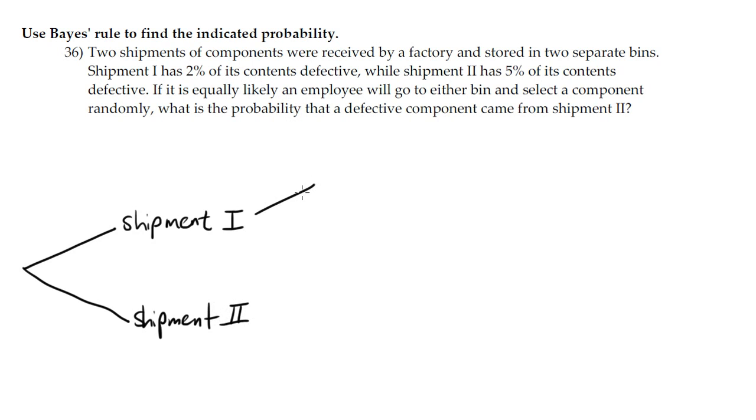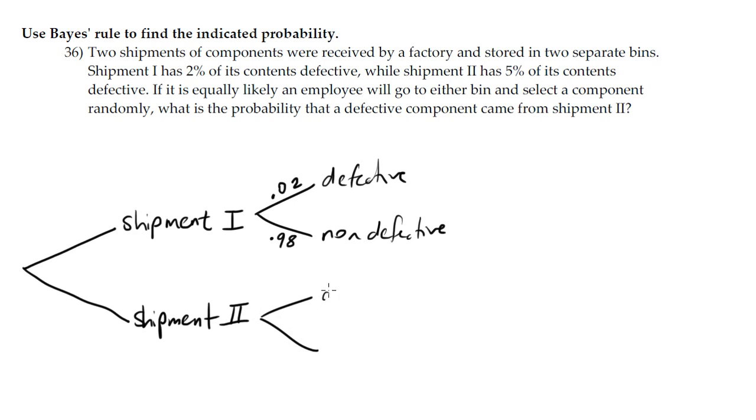Shipment 1 has defective and non-defective products. Now here, 2% of its contents are defective. I'll write that as a decimal, 0.02. Now if 2% are defective, then doesn't that mean 98% are non-defective? They have to add up to 100% or they have to add up to 1, right?